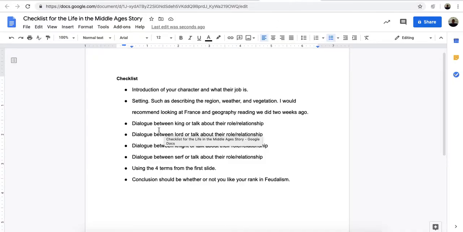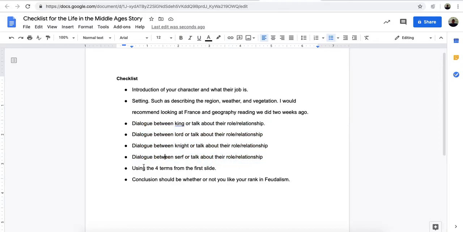The next step, you have to have dialogue between the king or talk about the role. So your character doesn't have to really meet a king, a lord, or a knight, or a serf. All they have to do is talk about the role. So you could say, oh, I really hate the king because he doesn't even do anything and he just sits on his butt the whole day. Okay? You could say that, but you do have to describe what they do, what their role is in feudalism. Okay?